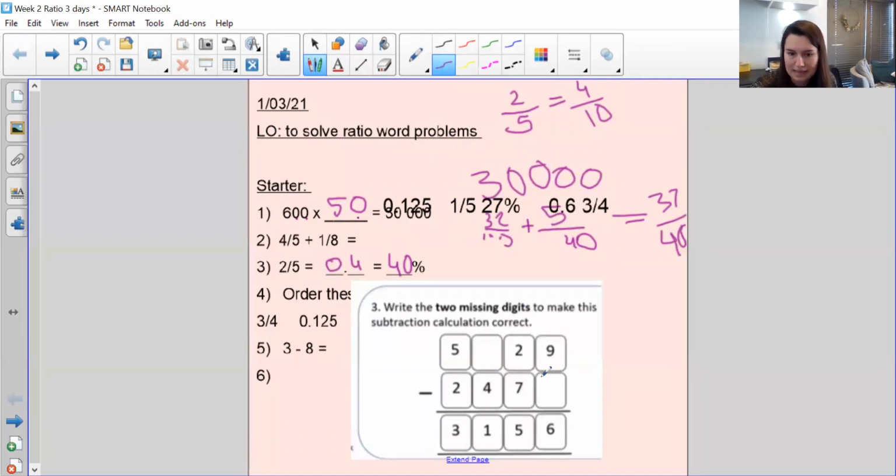9 take away something is 6. Nice and simple there. I don't just skip to the next missing number. I have to go to this because it might need regrouping. And it does, because 2 take away 7 is not just 5 automatically, which means they must have, I don't know what it is yet, but they must have taken 1 off there and brought 1 over here, because 12 take away 7 is 5.